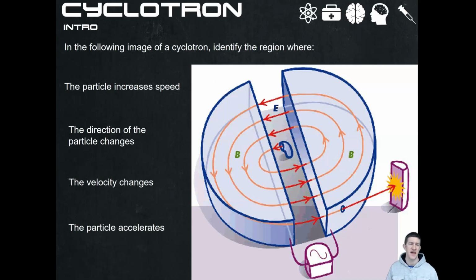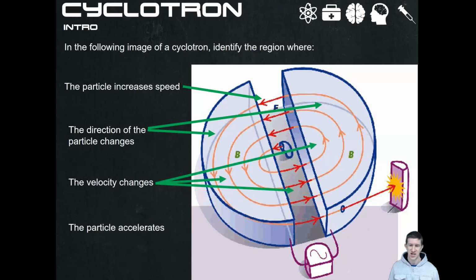Hopefully you said that the particle increases speed in between the Ds because that's where it's accelerated. The direction changes within the Ds, so as long as you label one or the other or both, that's fine, that's where it's turning. The velocity is actually changing at all three points because, as I mentioned in the last slide, it's changing direction in the Ds and it's accelerating between the Ds, and all of these correspond to a change in velocity, given that velocity is a vector. So if you change direction or magnitude, the vector changes.